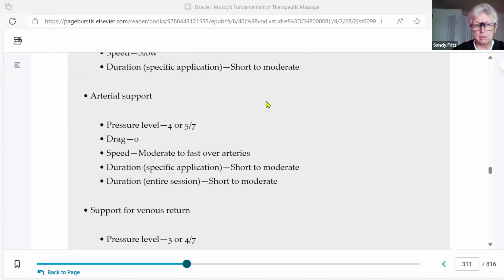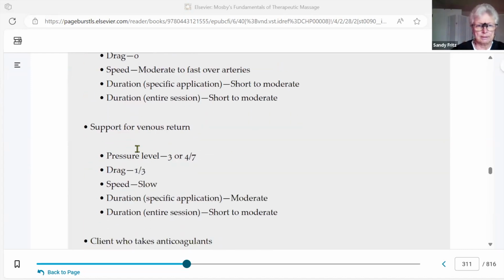Here's arterial support. So the main focus here is that the intention is to actually collapse or press an artery together enough so that you occlude or stop the flow, like if you were crimping a hose. So the pressure, arteries are deep, so the pressure has to be significant to do that, but broad enough to not damage tissue because nerves and veins are in the same spot.